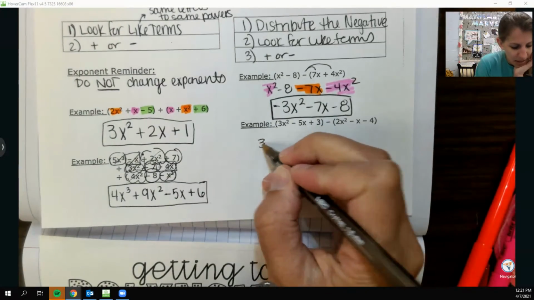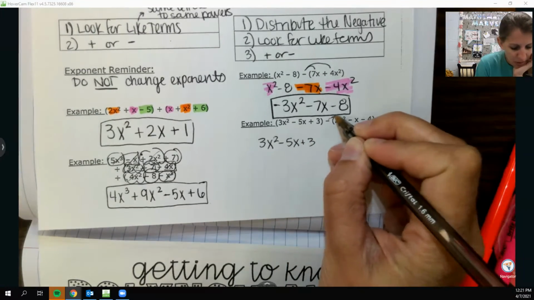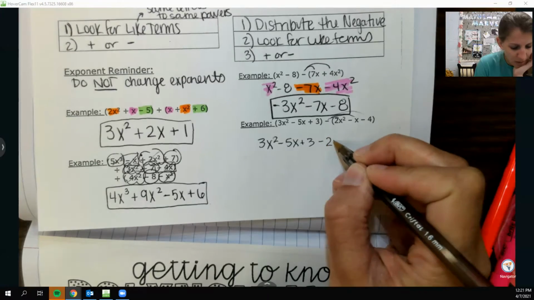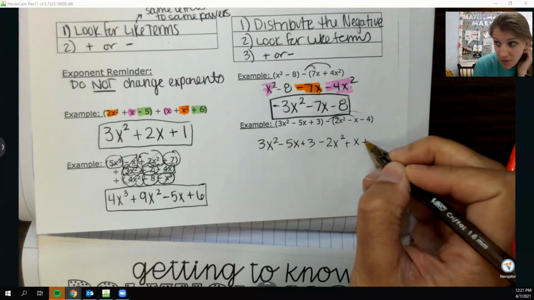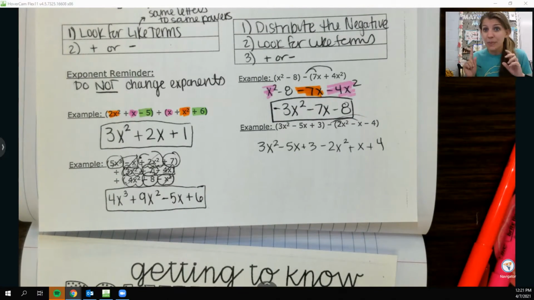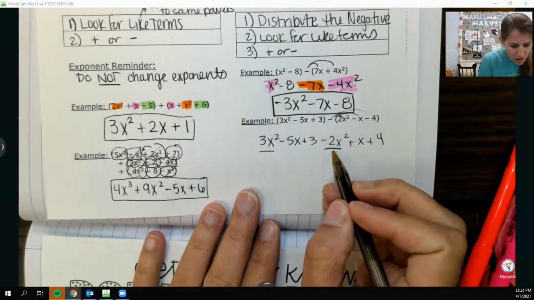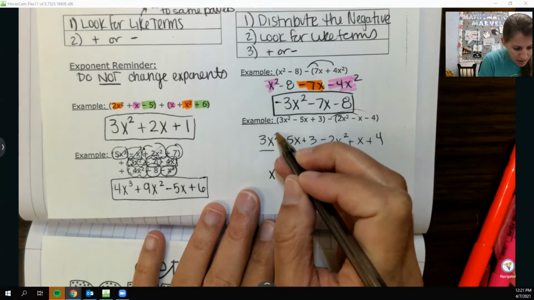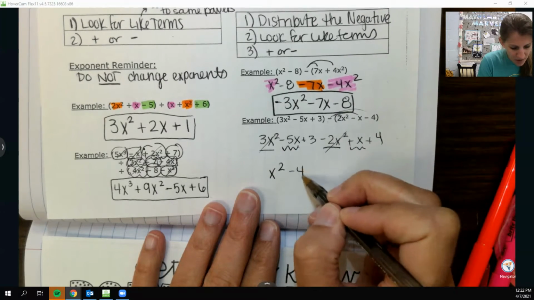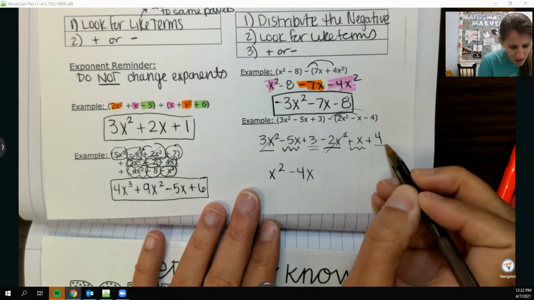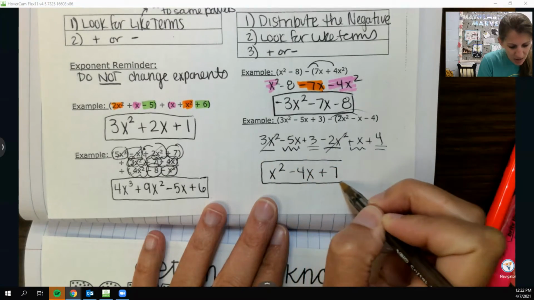Last but not least, we keep that first one the same because there's nothing in front of the parentheses, and then distribute the negative to the second one, so we'll have negative 2x squared plus x plus 4. I'm going to look for my biggest exponent, which is 2, and combine those for 1x squared. Then I look for my x's, and I have negative 4 of those. And then look for my non-x's, and I have 7 of those. And again, that would be a quadratic trinomial.